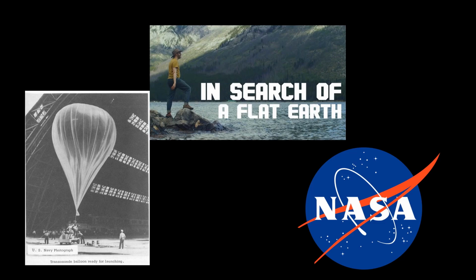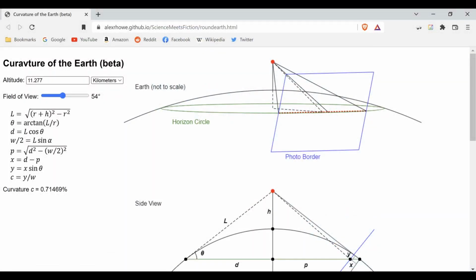I've put a JavaScript calculator on GitHub to help you with the math. All you need is the altitude of the plane and the field of view of the camera, and it'll do the rest. Just measure how far the horizon is from straight in the photo, and you're good.